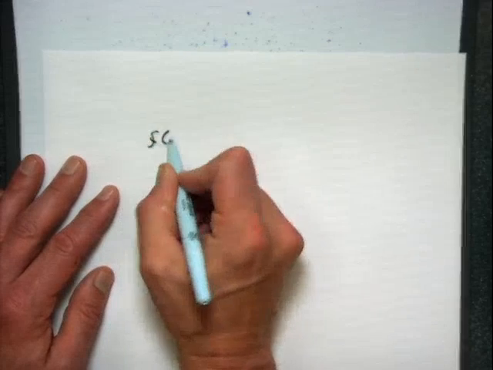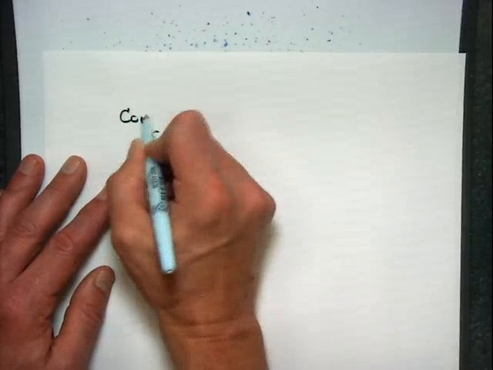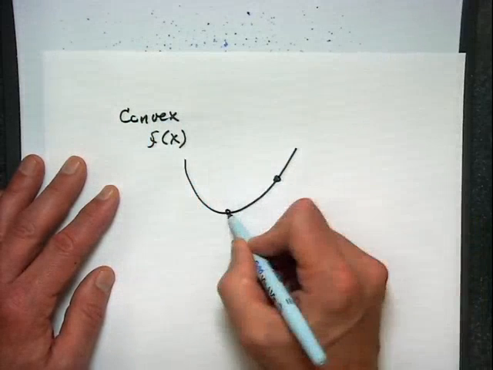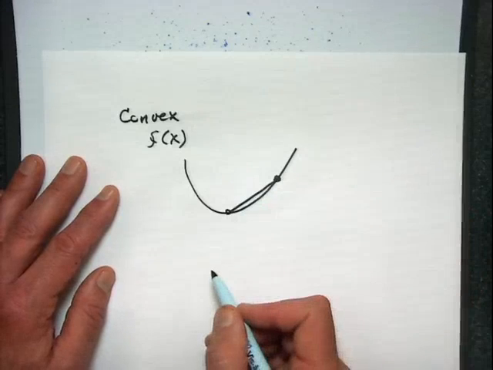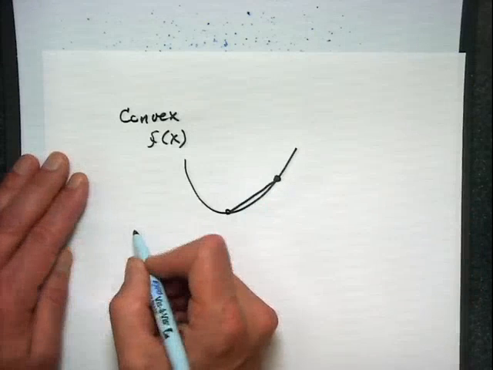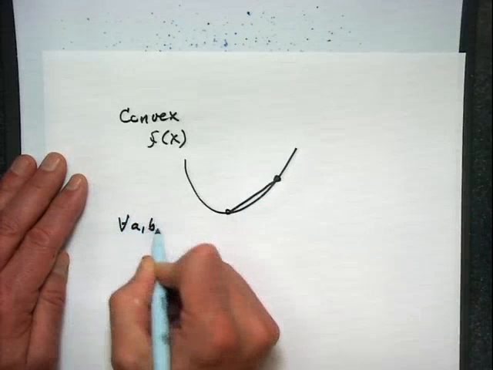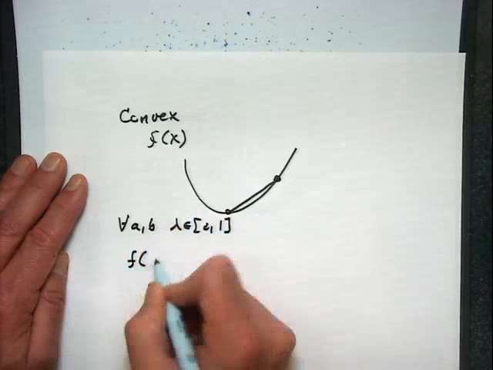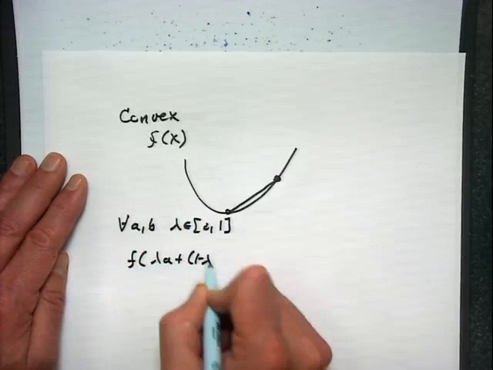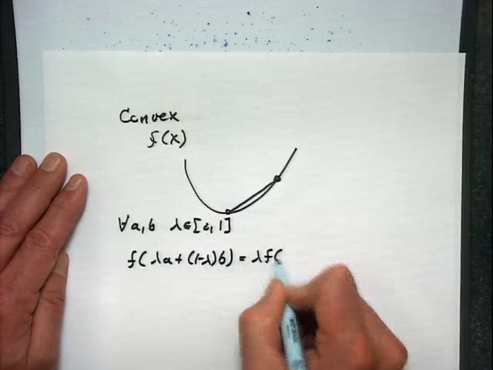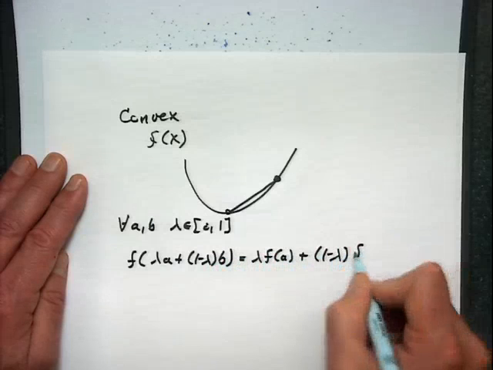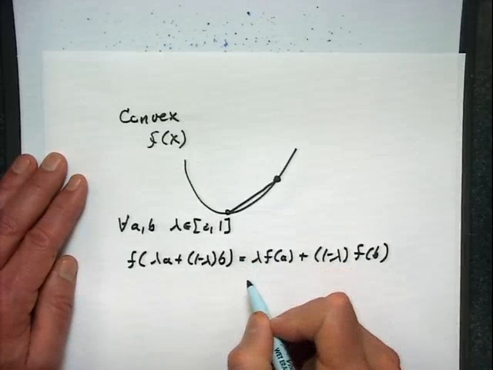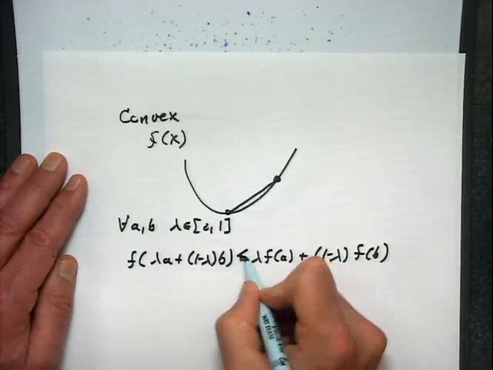So if you have a function f of x, if it's convex, what that means is that the function looks like this. If you take 2 points and you draw a line connecting them, it falls above or on the function. So for all a and b and lambda in the interval 0 to 1, it must be the case that f of lambda a plus 1 minus lambda b is equal to lambda f of a plus 1 minus lambda f of b. Oh, not equal. That would be linear. This has to be less than or equal to.